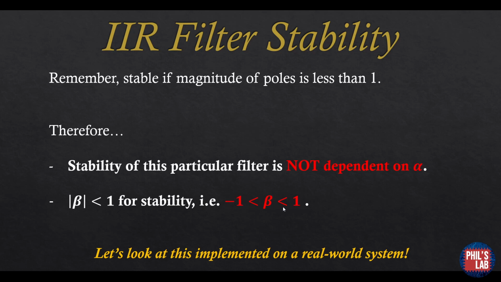Now, if beta is exactly -1 or exactly 1, then we call this system marginally stable, but it's effectively still unstable. It'll oscillate. So we need beta to be less than 1, but also greater than -1.